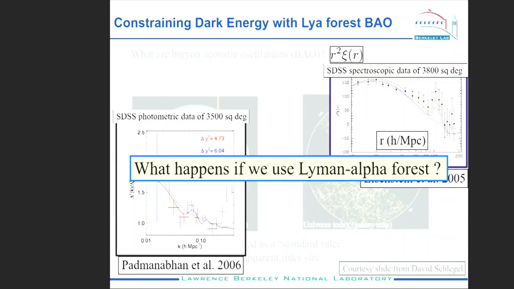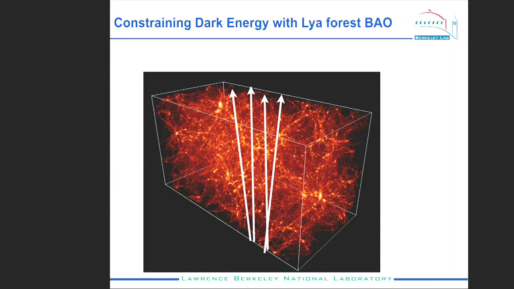So what happens when we use Lyman Alpha Forest, right? I talked about photometrically, we talked about spectroscopically. Now we talk about using the noise, these little dips in the spectrum. So another way to do this. So we try to simulate this. Actually, we're the first ones who simulated it.